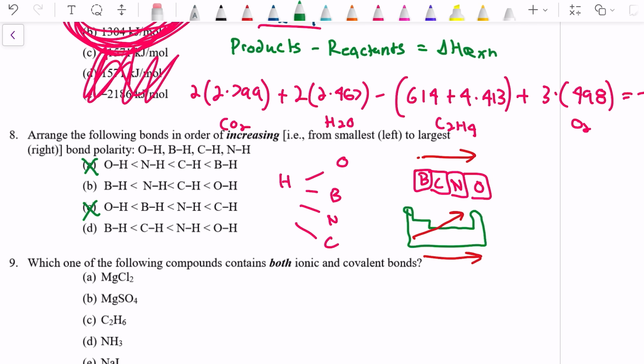And then nitrogen is going to be the second most, because it has the second highest electronegativity of these choices, 8D.